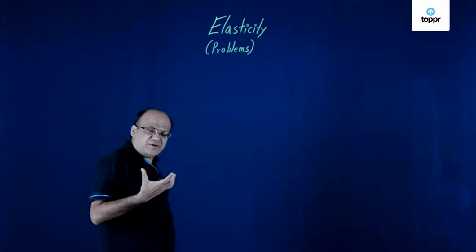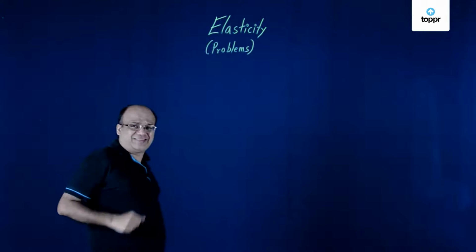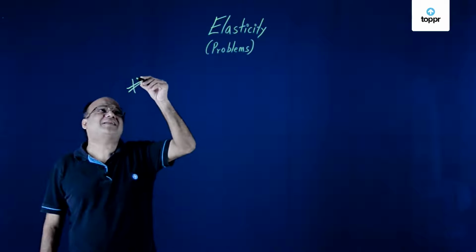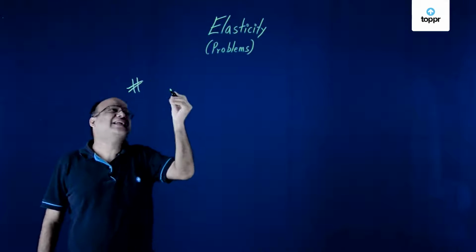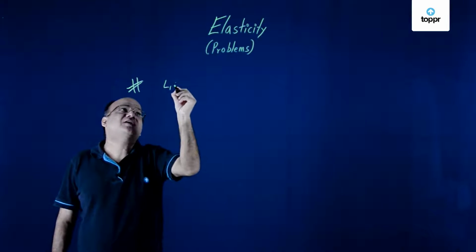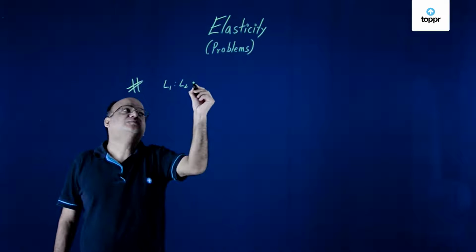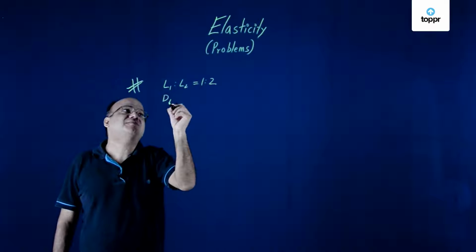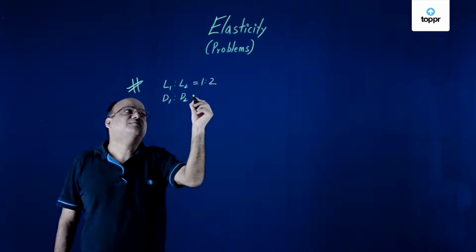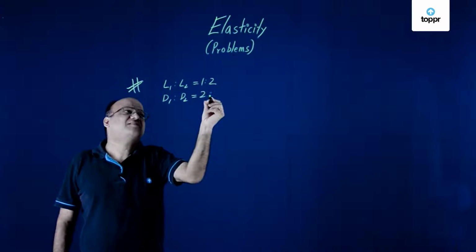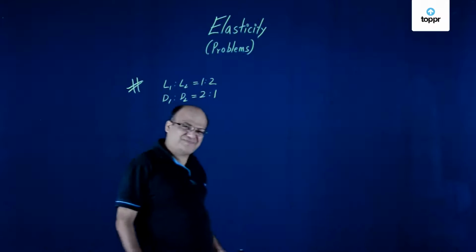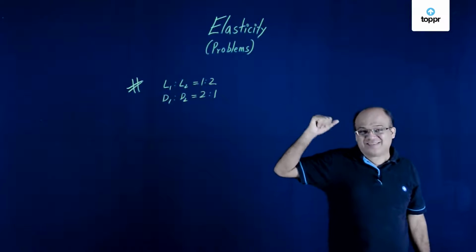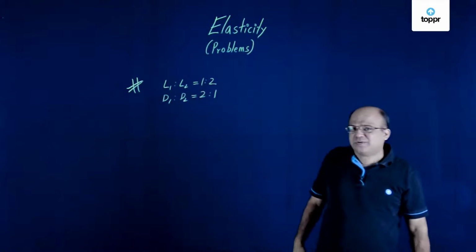Now let us look at one more problem on elasticity. Two wires are there of the same material, right? Their lengths are in the ratio 1:2, and their diameters are in the ratio 2:1. If they are stretched with the same force, what is the ratio of their increase in length? So that is the question.